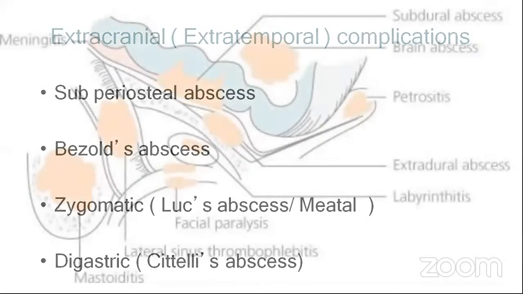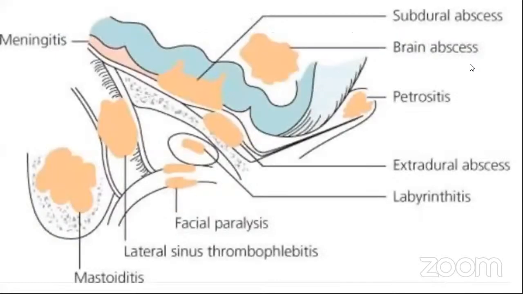So this is a diagram that is showing almost all the complications. Here you can see this is labyrinthitis. This is involving the facial nerve causing facial paralysis, involving the lateral sinus or the sigmoid sinus producing sigmoid sinus thrombosis. This is involving the mastoid antrum producing mastoiditis, and then the abscess going into the brain producing extradural abscess, subdural abscess, and even brain abscess. And even the inflammation of the meninges produces meningitis.